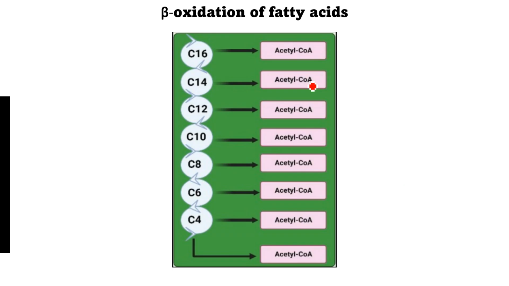Okay. So now what happens? If it is a 16 carbon fatty acid, there are multiple steps in this beta oxidation. In the first step, we will get a 14 carbon compound and an acetyl CoA. Acetyl CoA is a 2 carbon compound. Then again this C14.